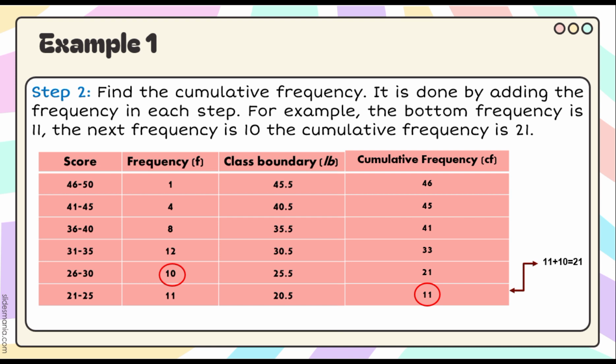And continue the process. So 21 plus 12, we have 33. 33 plus 8, we have 41. 41 plus 4, we have 45. 45 plus 1, we have 46.